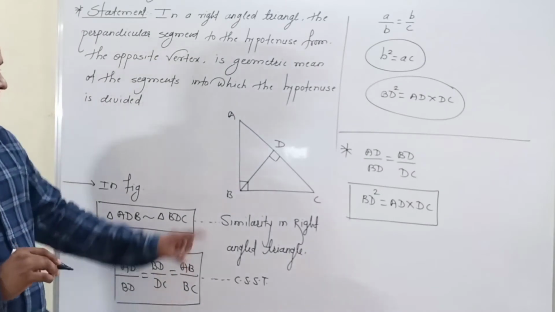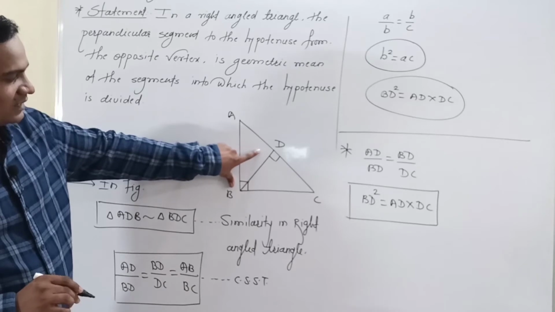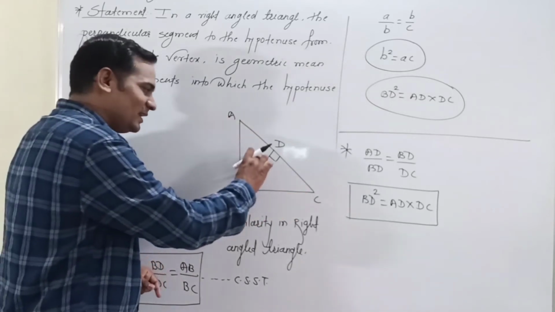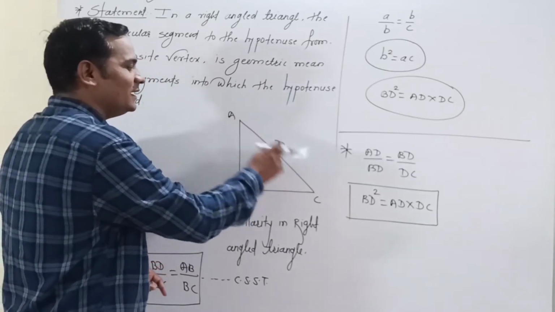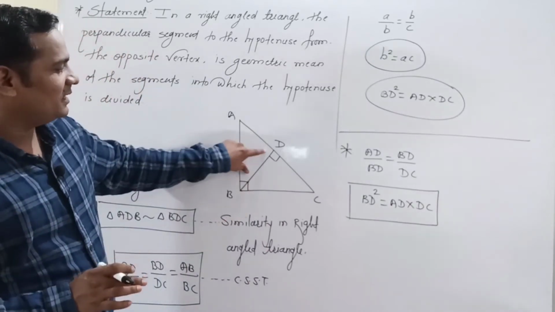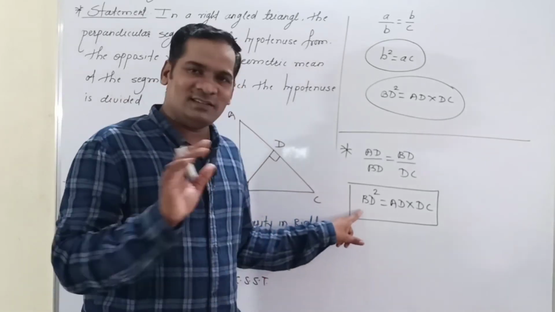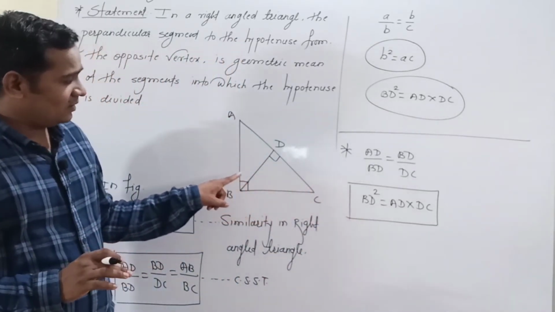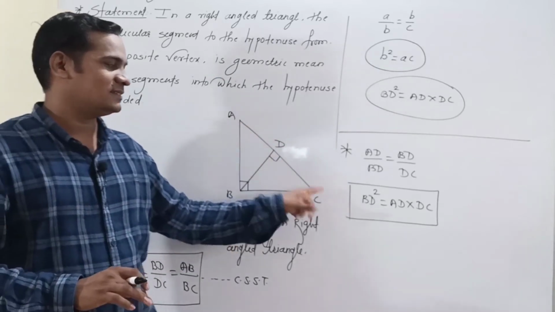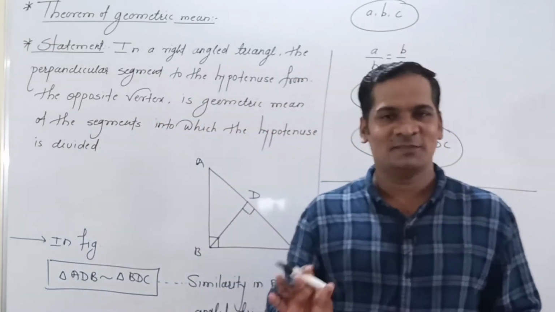What is that? Perpendicular drawn from the opposite vertex to the hypotenuse is the geometric mean of the segments into which the hypotenuse is divided. That means this BD is the geometric mean of AD and DC. Whenever such a type of figure is there, you have to use that geometric mean. That means BD square is equal to AD into DC. How simple is this?